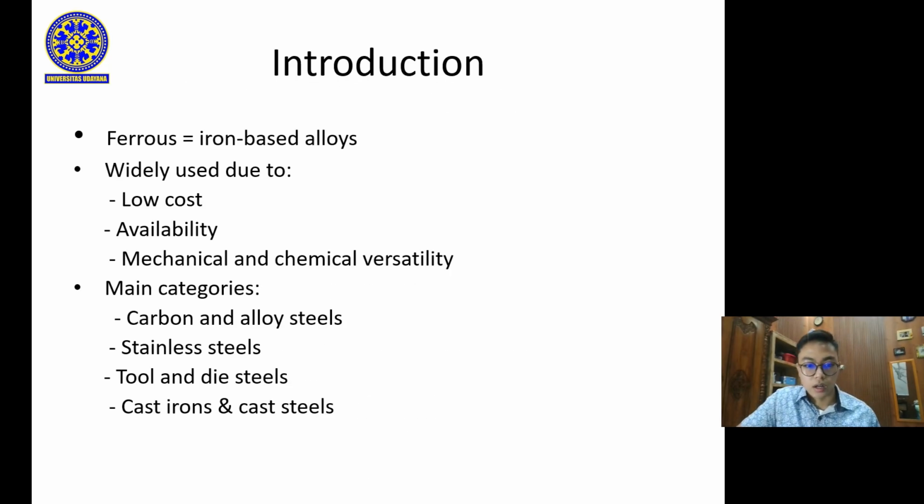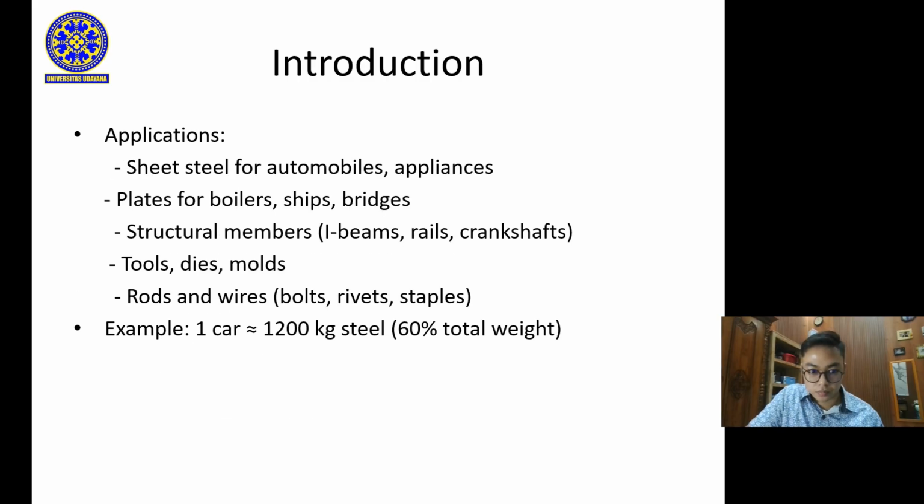Ferrous metals are iron-based alloys. They are widely used due to their low cost, good availability, and improved mechanical and chemical properties. The main categories are carbon and alloy steels, stainless steels, tool and die steels, and cast iron and cast steels.